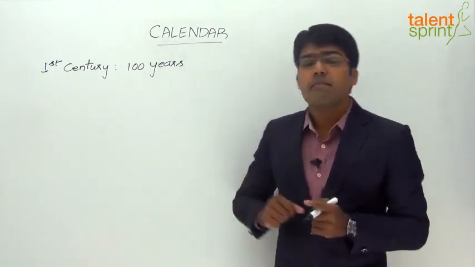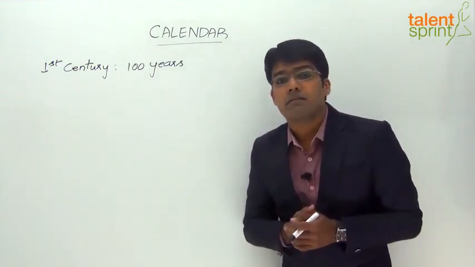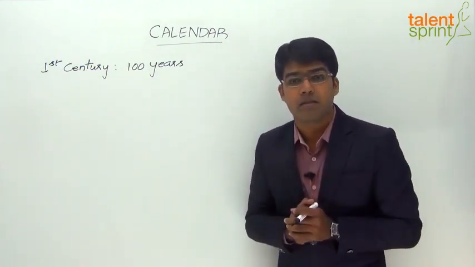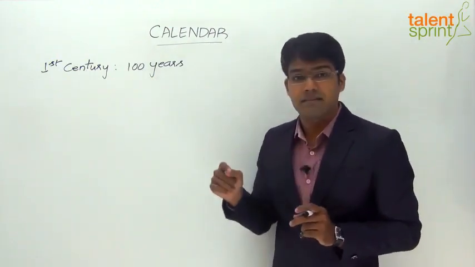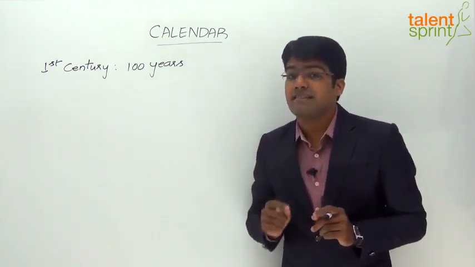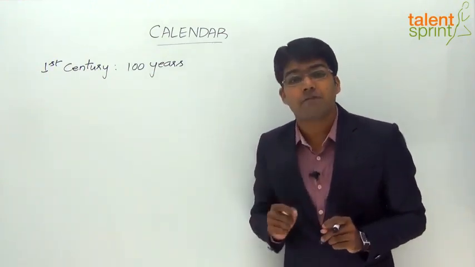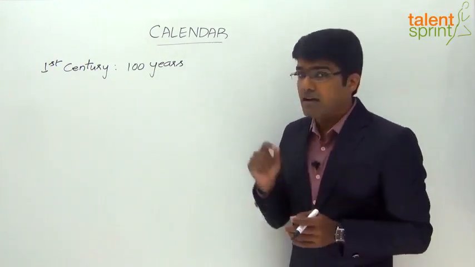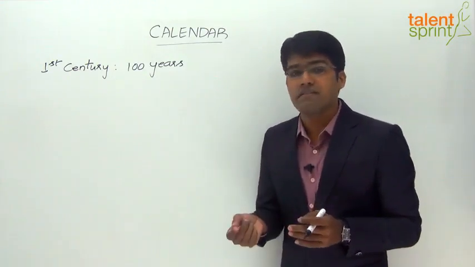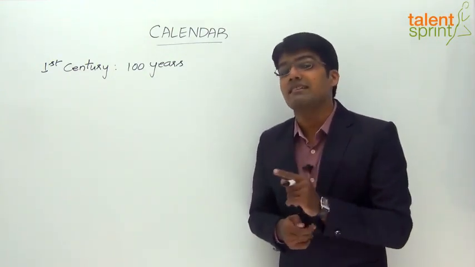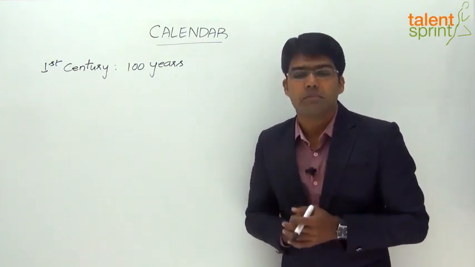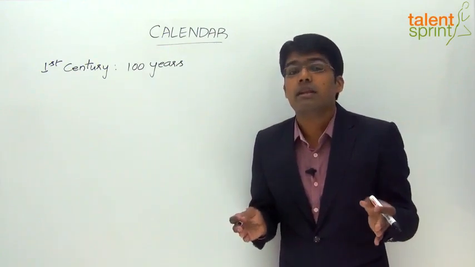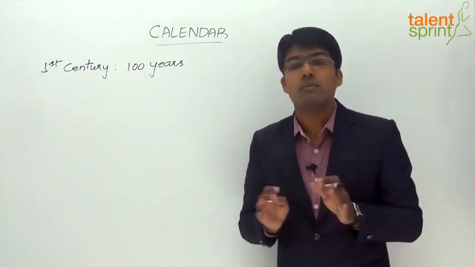So when we divide 100 by 4, we get 25, which means there should be 25 leap years in the first 100 years. But remember, the 100th year, that is the last year in this period, is a century year, and we have discussed that for a century year to be a leap year, it must be divisible by 400. 100 is not divisible by 400, which means the last year, the 100th year, is not a leap year. So in the first 100 years there will be only 24 leap years, right? There will not be 25 leap years.